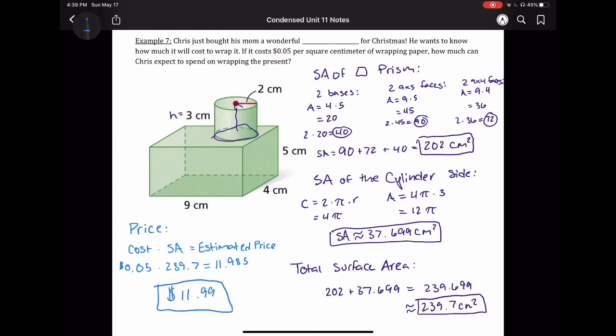That's the very minimum, especially because if you've ever bought wrapping paper, it comes in rolls. You can't ever just ask for exactly how much you need, so you're going to be paying more than that, I would expect.